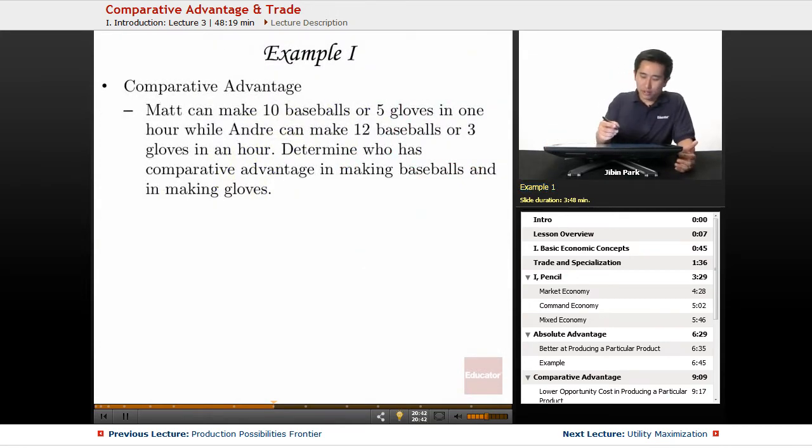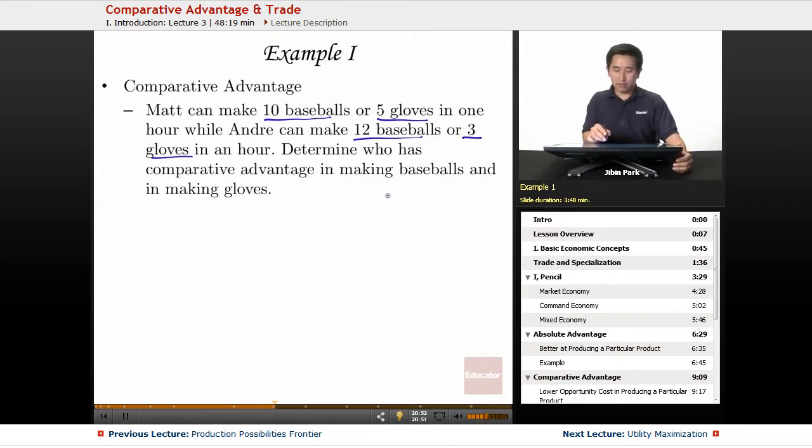So example number 1, let's say Matt can make 10 baseballs or 5 gloves in 1 hour, while Andre can make 12 baseballs or 3 gloves in 1 hour. So determine who has comparative advantage in making baseballs and making gloves. Well, let's find the easy thing first here. Who has absolute advantage?